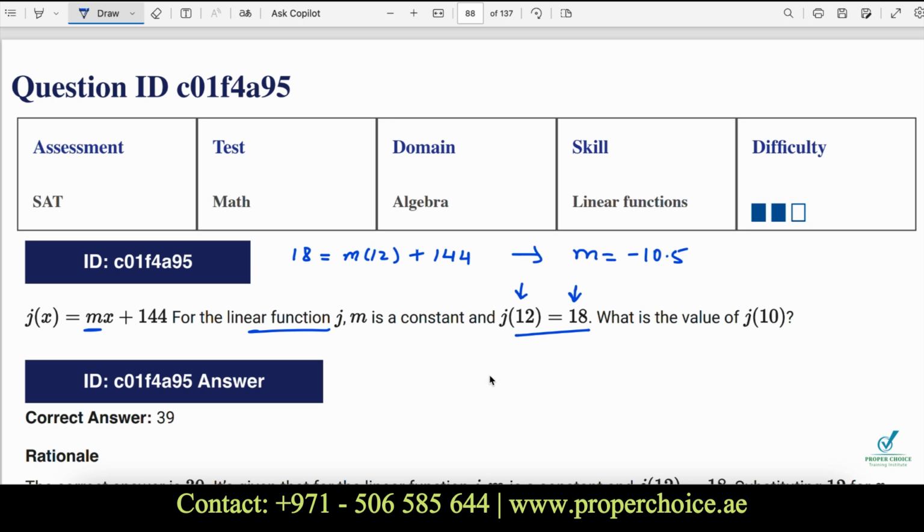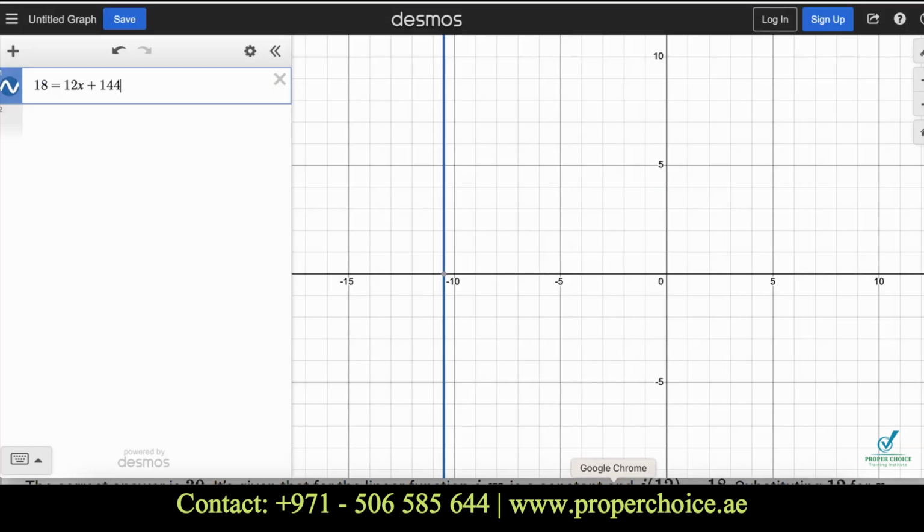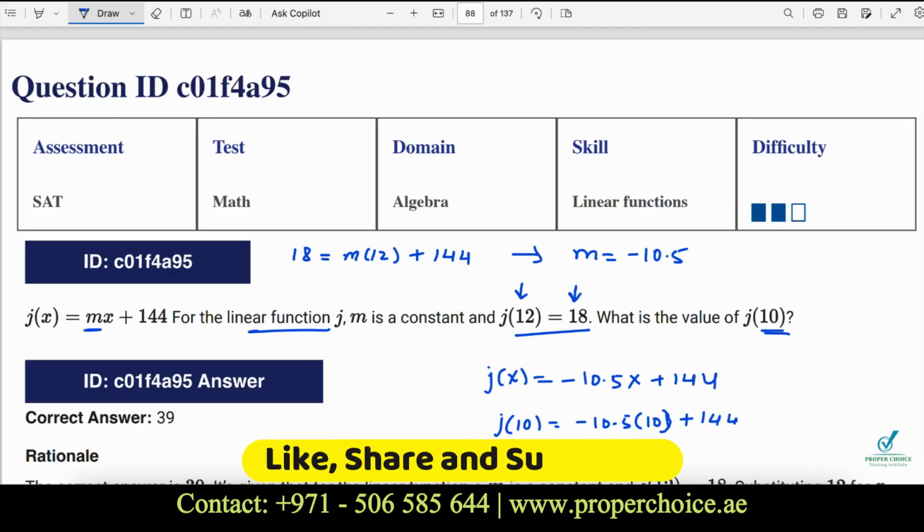So now that function becomes j of x equals minus 10.5x plus 144. The question is asking what is the value of j(10). Simply replace x with 10. That is j(10) equals minus 10.5 times 10 plus 144. So you can type this part in Desmos again. Type minus 10.5 times 10 plus 144, which is equal to 39. So this gives me a result of 39, and that's what we got.